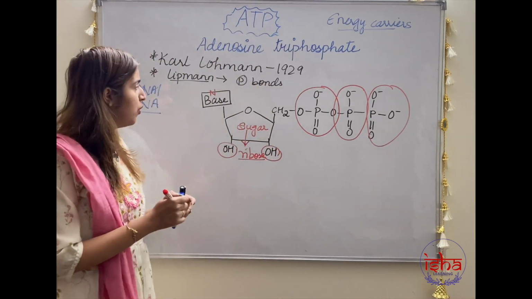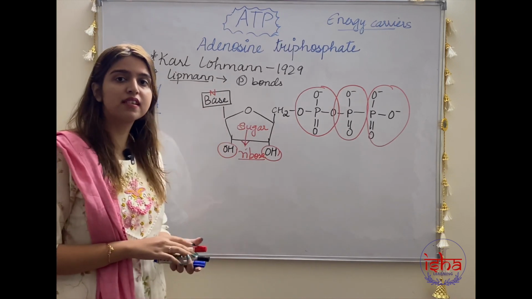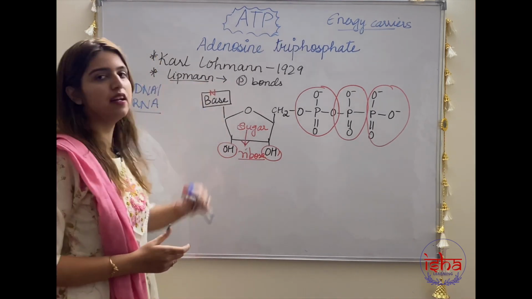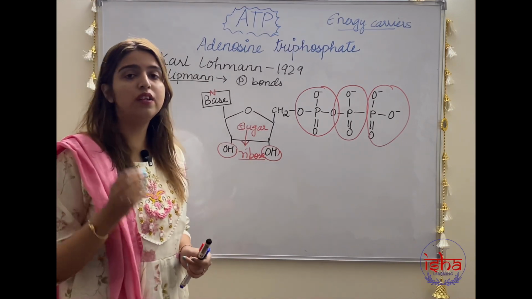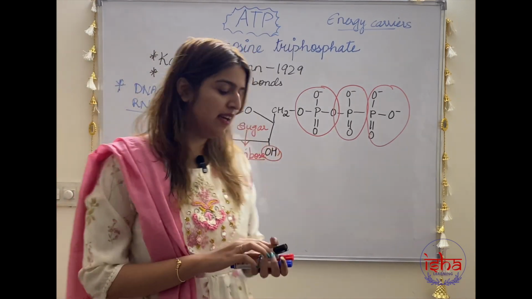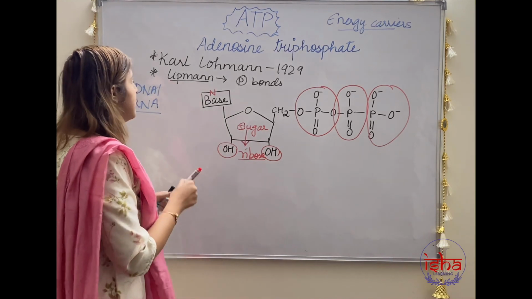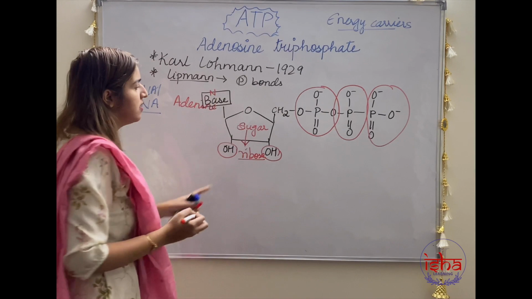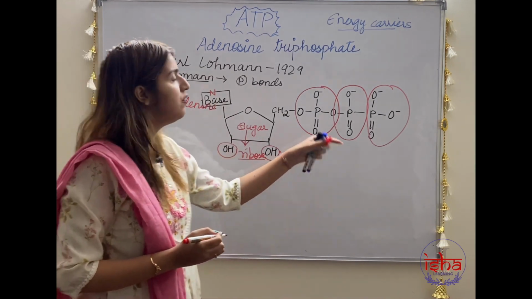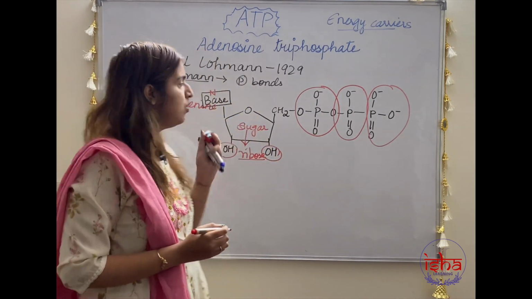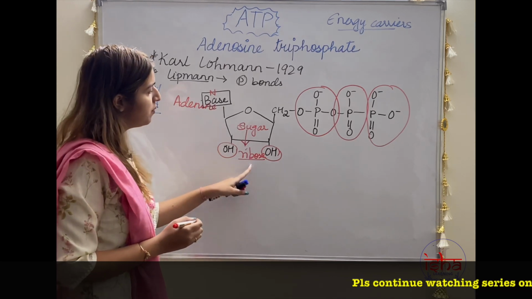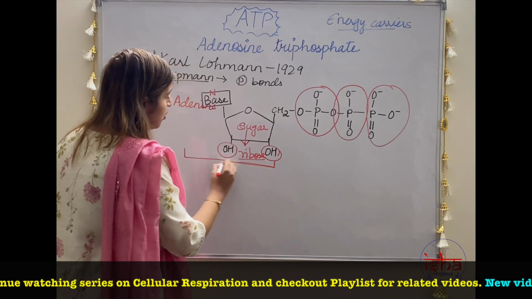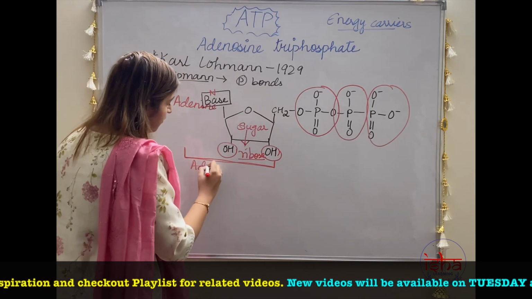Now let's talk about which is the nitrogenous base. If you take a very logical guess, it is clear from the name itself, adenosine. So the nitrogenous base in this case is a molecule we call adenine. So adenine is your nitrogenous base, ribose is the sugar, and we have 3 phosphate groups. Now if you look at adenine and ribose together, they are a nucleoside. So this is adenosine.